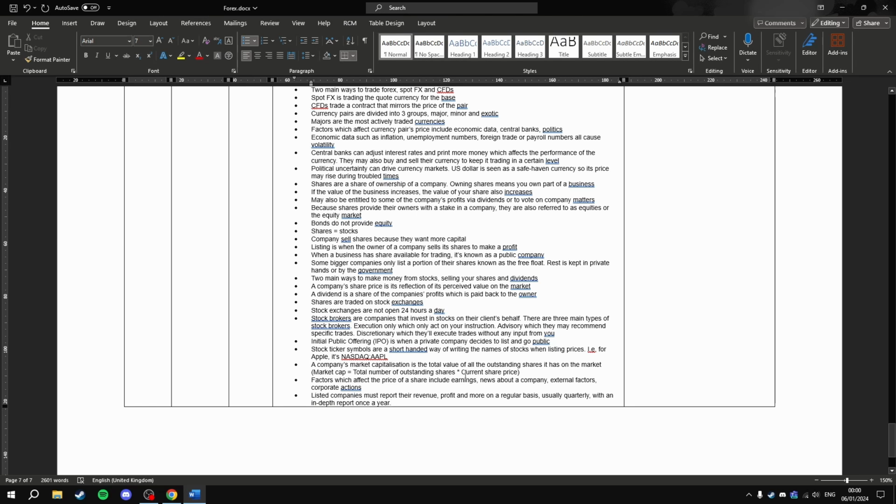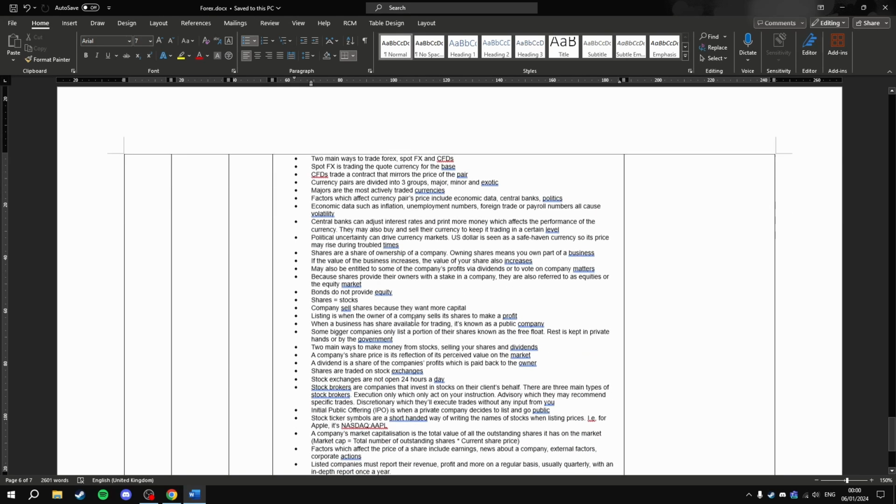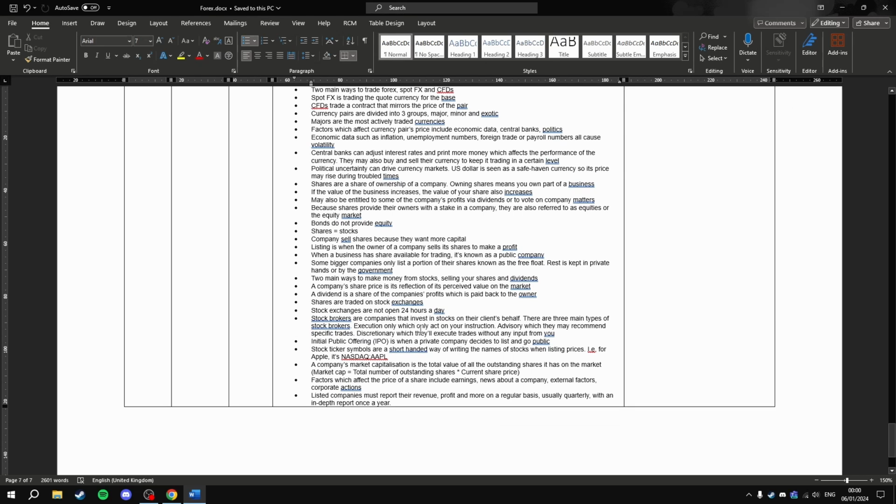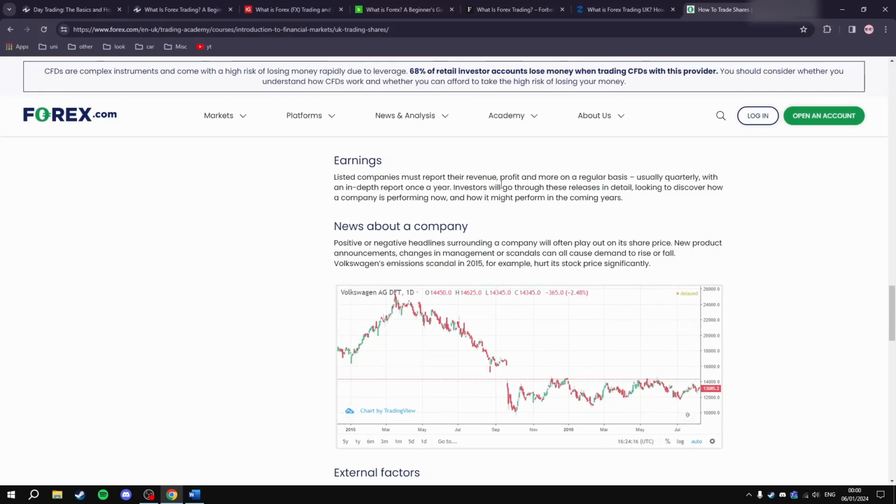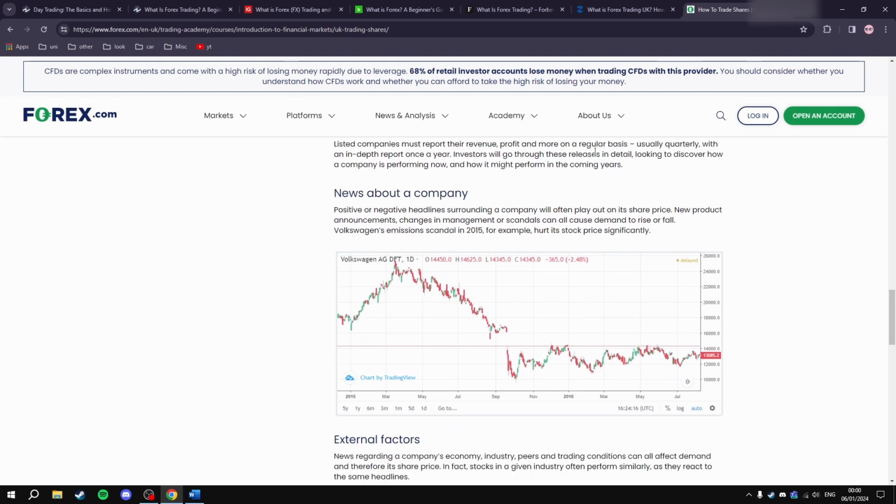So this could mean that if a company is making more profit, then its shares are going to become more attractive for buyers. And if there's more people trying to buy it, that means there's increased demand. But the supply is still going to be the same, so the price of the share is going to rise. Investors look to discover how companies are performing now and how they may perform in future years.